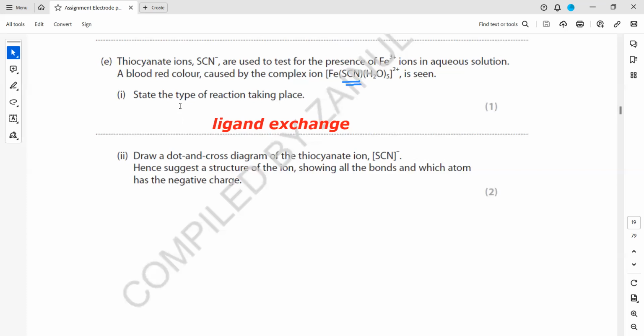Draw a dot and cross diagram of the thiocyanate ion. Hence suggest a structure of the ion, showing all the bonds, and which atoms have a negative charge. So we have to draw the structure of SCN, and we have to state what the structure of this will be. So we have SCN, and the net charge is negative. If the net charge is negative, it means there is already an extra electron present in the structure.